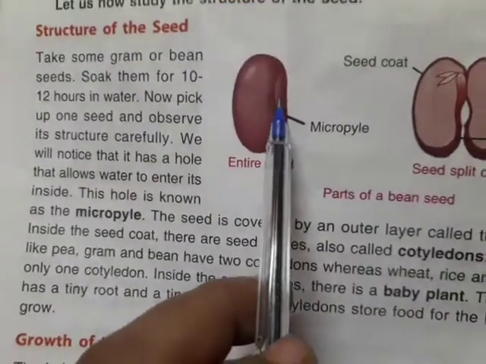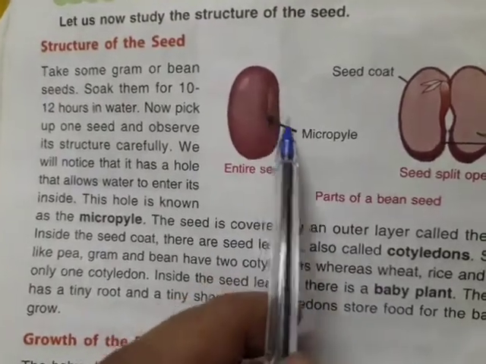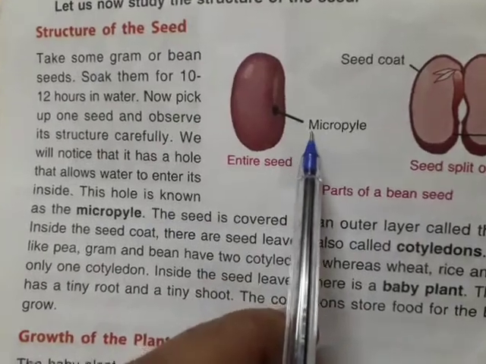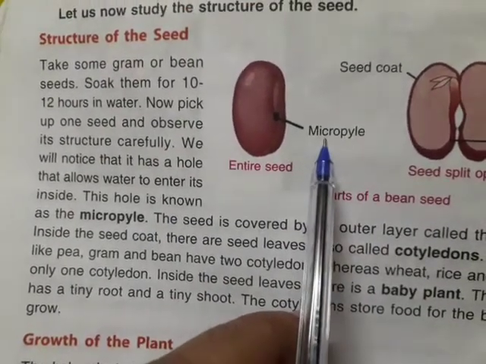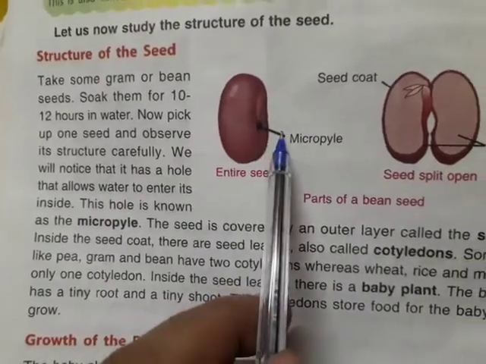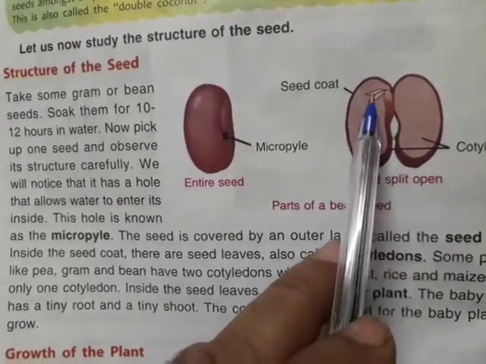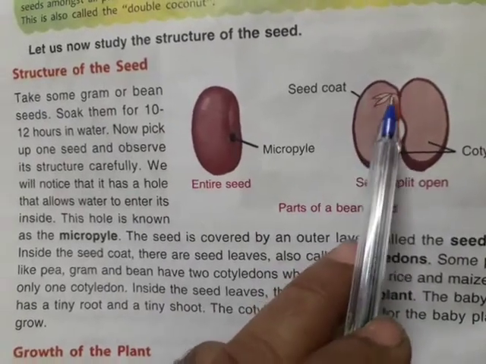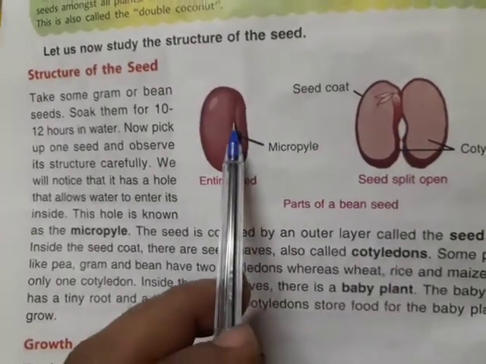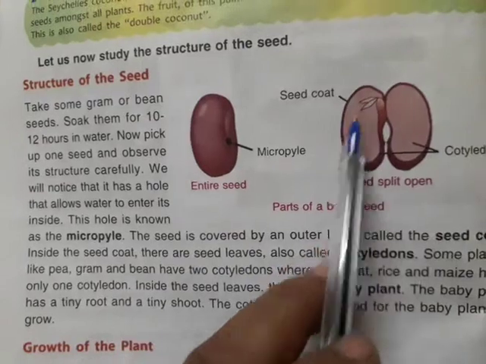There is one eye present on the leaf which is called the micropyle. It is called the micropyle, through which the teeny baby plant grows. This is the teeny baby plant present here; from the micropyle a teeny baby plant grows.